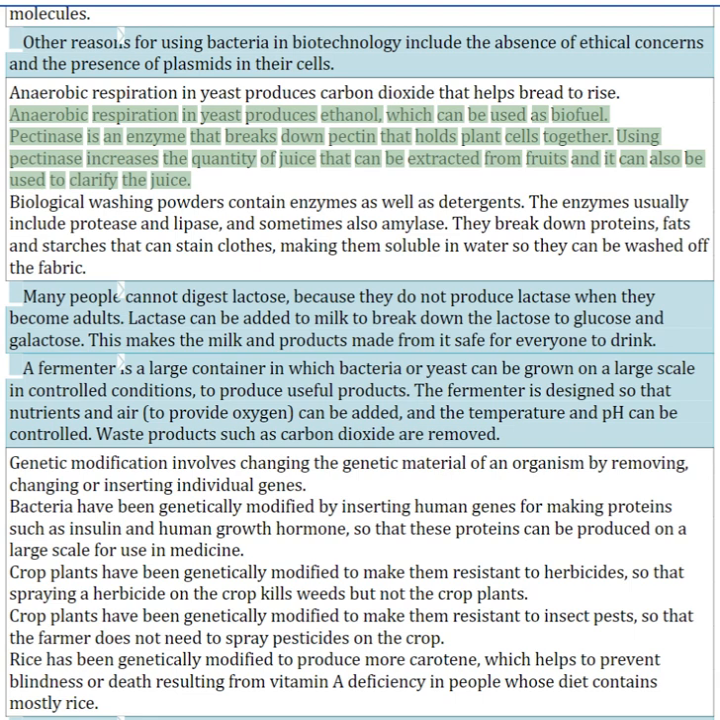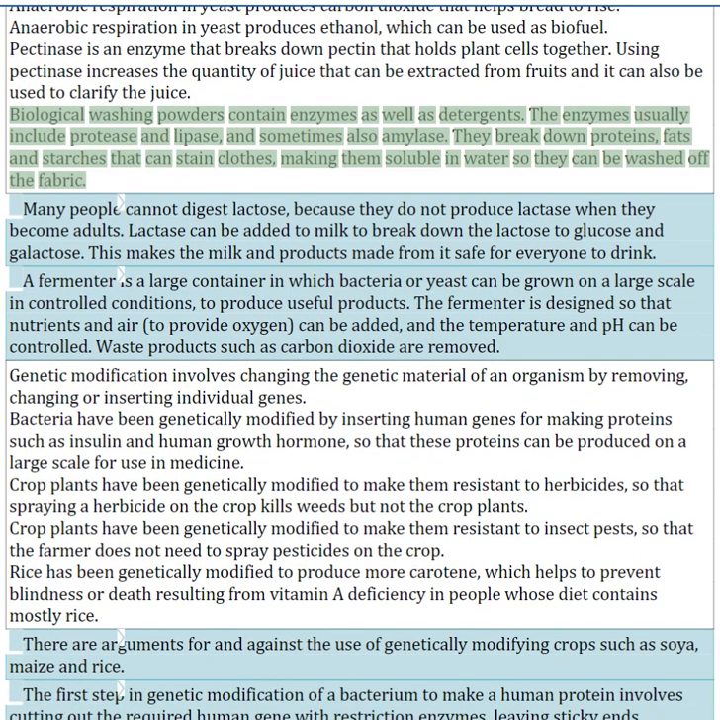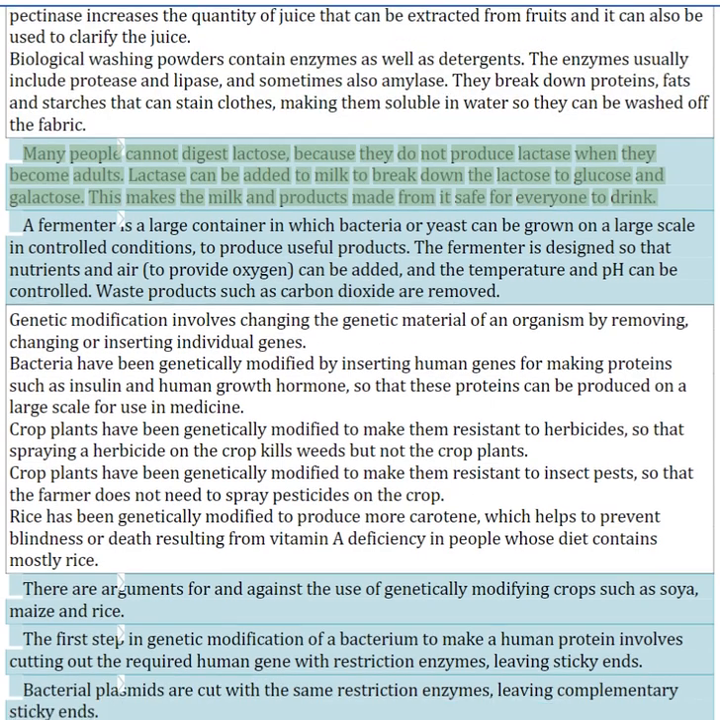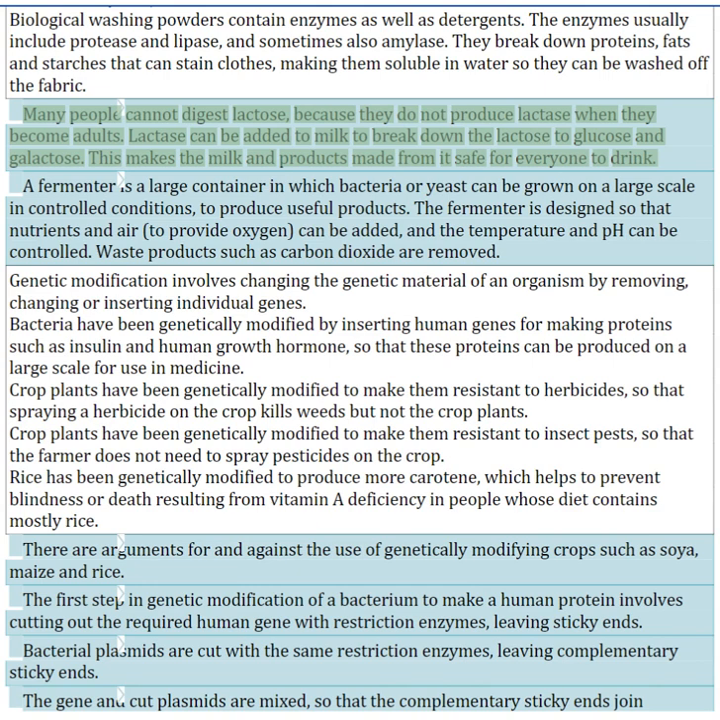Pectinase is an enzyme that breaks down pectin that holds plant cells together. Using pectinase increases the quantity of juice that can be extracted from fruits, and it can also be used to clarify the juice. Biological washing powders contain enzymes as well as detergents. The enzymes usually include protease and lipase, and sometimes also amylase. They break down proteins, fats and starches that can stain clothes, making them soluble in water so they can be washed off the fabric. Many people cannot digest lactose because they do not produce lactase when they become adults.